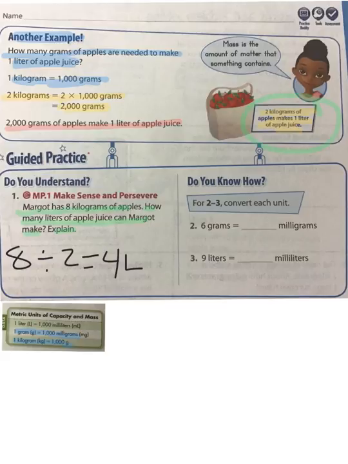All right, let's do numbers 2 and 3. 6 grams equals how many milligrams? Well, if we look at our chart, I'm going to highlight in red, 1 gram equals 1,000 milligrams. So all you have to do is multiply by 1,000. So we end up with 6,000. And it wants to know 9 liters equals how many milliliters? Well, if we look at liters, 1 liter is 1,000 milliliters, so just multiply by 1,000, and you get 9,000.